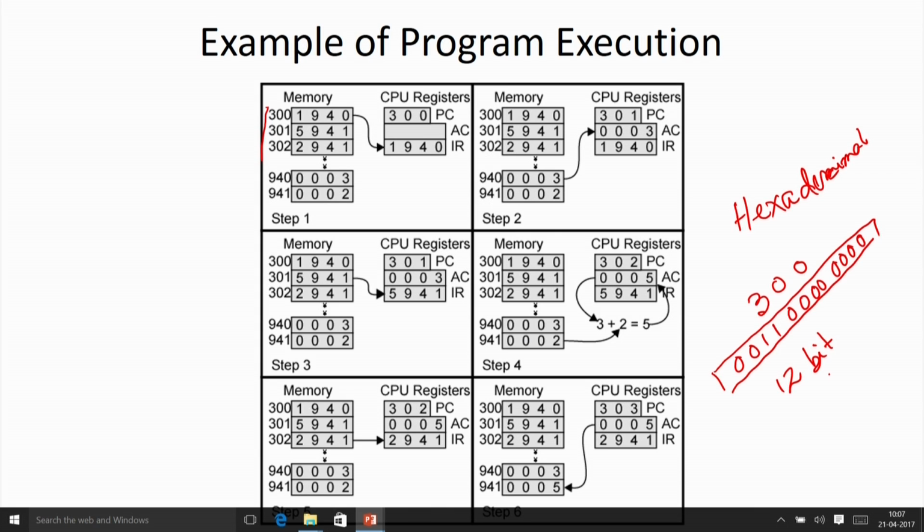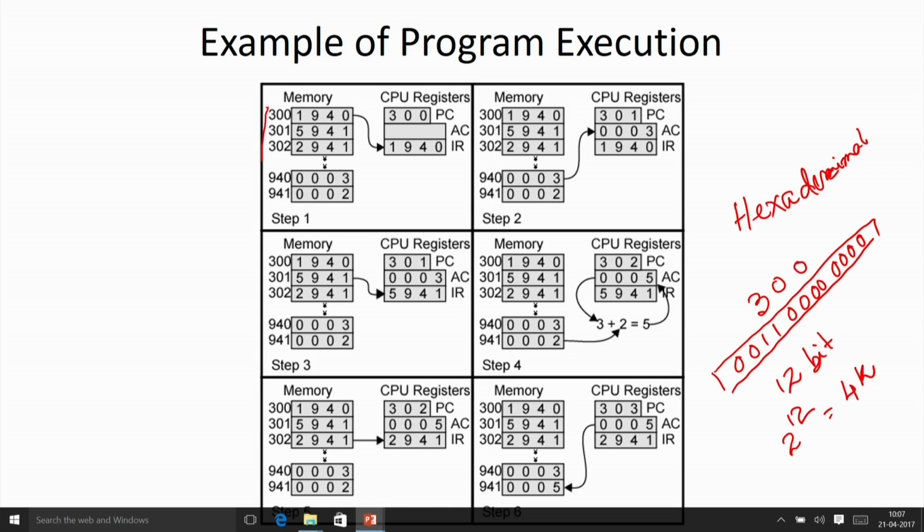If I have an address bus of size 12 bits, then what is the maximum memory that we can address over here? This is 2 to the power 12. So, that means we have 4k memory locations, since 2 squared is 4 and 2 to the 10 is k. So, in total we have 4k memory locations.